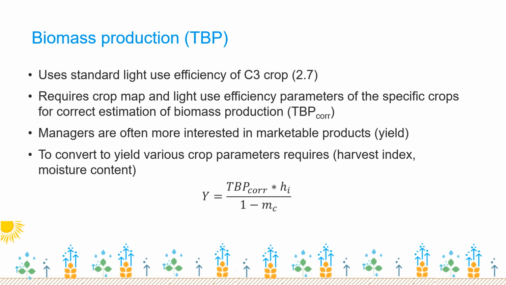In addition, managers are often more interested in the marketable products, also called yield, and therefore the corrected biomass production has to be converted to yield, using two additional parameters, the harvest index and moisture content of the biomass. As different factors such as stress and harvesting methods may affect these two parameters, the calculation of the yield may not be accurate. More research should go into improving the estimation of the harvest index and moisture content of the crop.